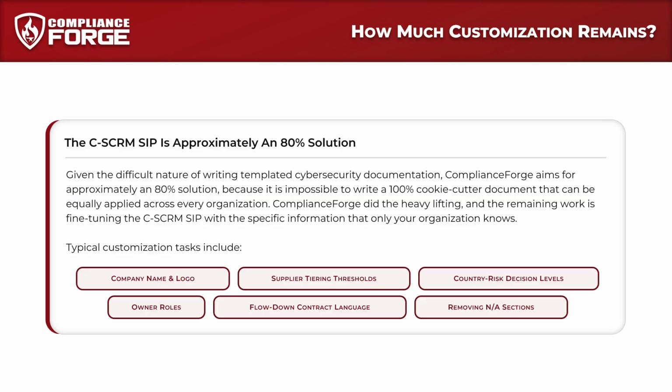ComplianceForge did the heavy lifting, and the remaining work is fine-tuning the C-SCRM SIP with the specific information that only your organization knows. In practice, customization is filling in the blanks, adding your company name and logo, which ComplianceForge applies for you before delivery, tailoring parameters such as supplier tiering thresholds, and country risk decision levels, naming specific owner roles, selecting applicable flow-down contract language from the provided framework examples, and removing sections that do not apply to your organization.